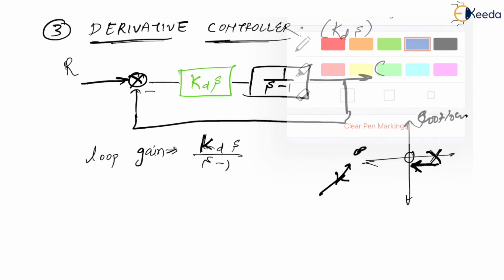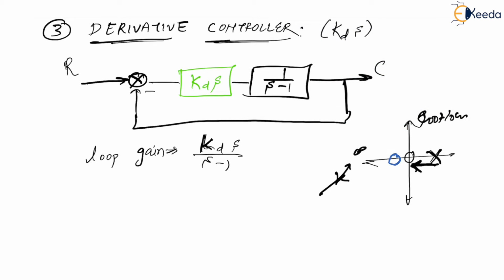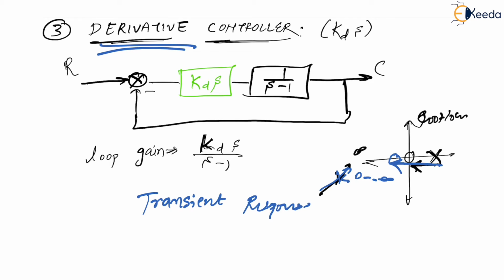Now just imagine if this zero was here, then yes, it would have even brought it closer to the left half of the S plane, right? Which means derivative controllers will make an unstable system more stable. And since I'm talking about k incrementing from 0 to infinity, it is going to improve transient response characteristics. Getting my point?